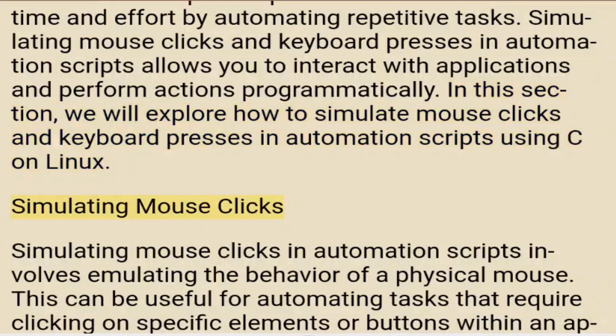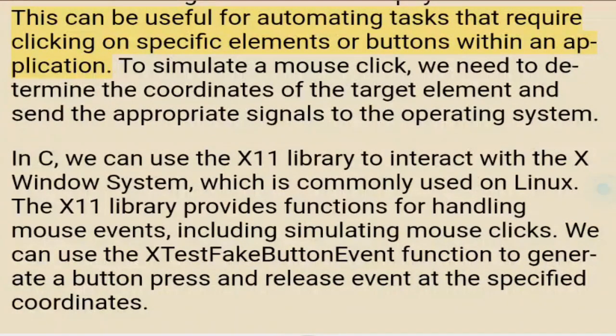Simulating mouse clicks. Simulating mouse clicks in automation scripts involves emulating the behavior of a physical mouse. This can be useful for automating tasks that require clicking on specific elements or buttons within an application. To simulate a mouse click, we need to determine the coordinates of the target element and send the appropriate signals to the operating system. In C, we can use the X11 library to interact with the X window system, which is commonly used on Linux.